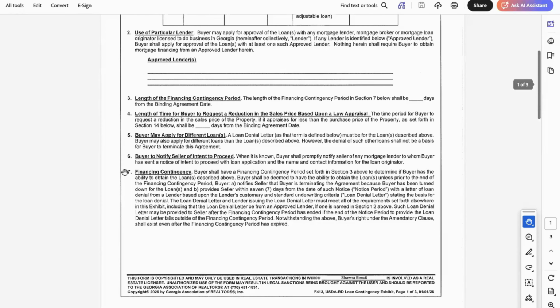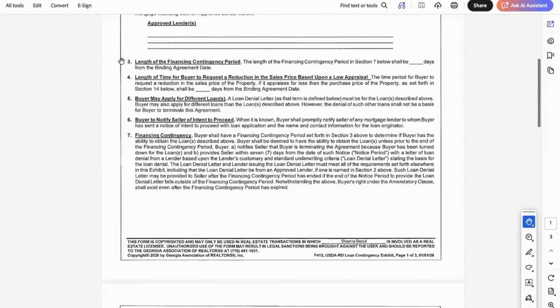3, length of financing contingency period. This is the number of days the buyer has to secure financing. It starts from the binding agreement date. If buyer cannot obtain a loan within the time frame, they must terminate properly or they lose protection.